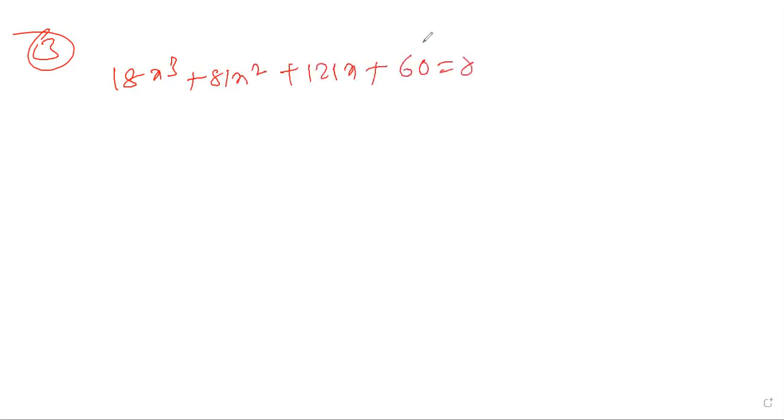I'll switch on to the third question here. How to solve the equation? What is the equation here? 18x cube plus 81x square plus 121x plus 60 is equal to 0. They mention: solve the equation, given that one root is half the sum of the remaining roots.